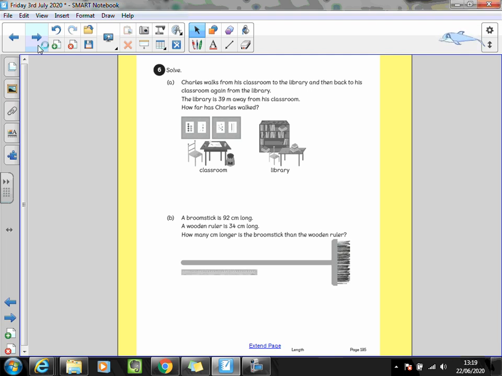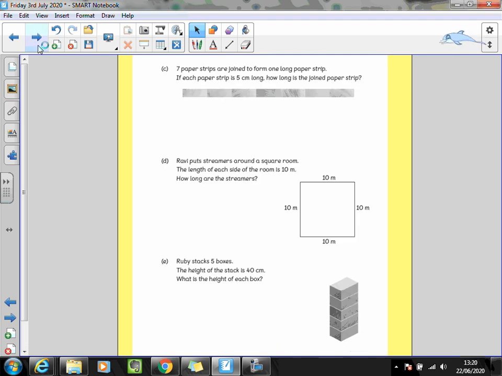Question 6b. A broomstick is 92 centimetres long. A wooden ruler is 34 centimetres long. How many centimetres longer is the broomstick than the wooden ruler? Annotate the picture if you need to. Think about how you might solve this. Question C. 7 paper strips are joined to form one long paper strip. If each paper strip is 5 centimetres long, how long is the joined paper strip?